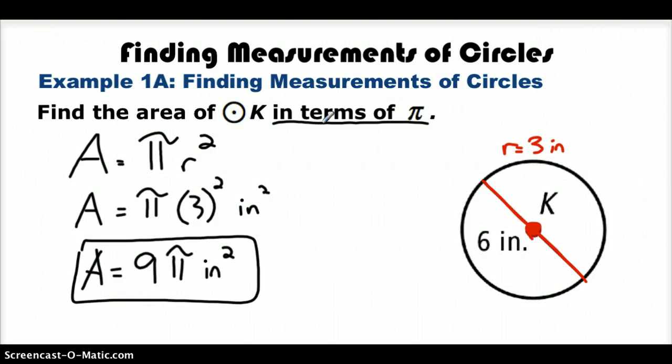So again, the first example is pretty easy. We just have to look and see what the picture gives us. They gave us a diameter, and we want to make sure that we understand that the radius is just half of the diameter. So again, pretty simple one to start. Let's see if it gets more complicated here.